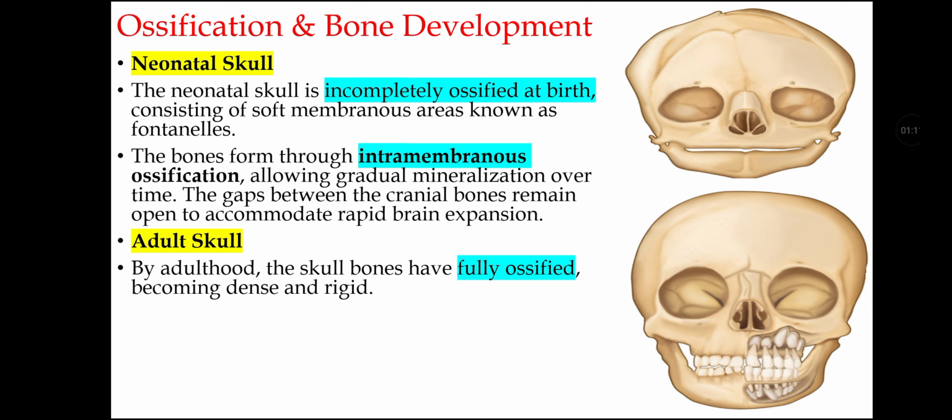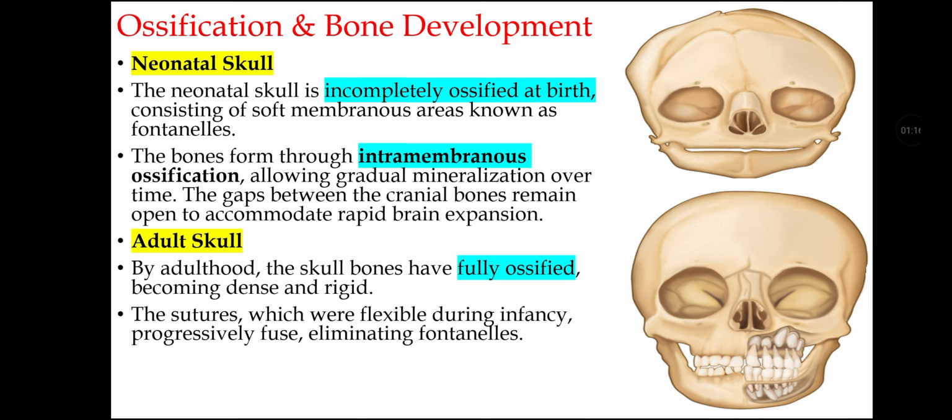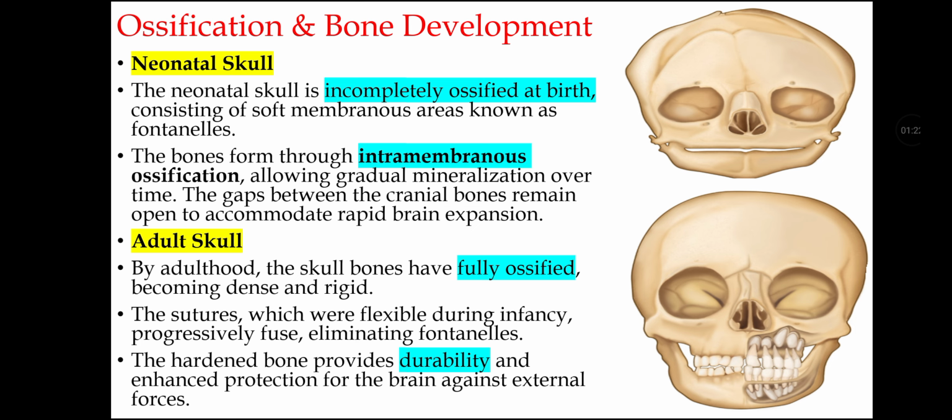Talking about the adult skull, by adulthood, skull bones have fully ossified, becoming dense and rigid, and the sutures which were flexible during infancy progressively fuse, eliminating fontanelles. The hardened bones provide durability and enhanced protection for the brain against external forces.